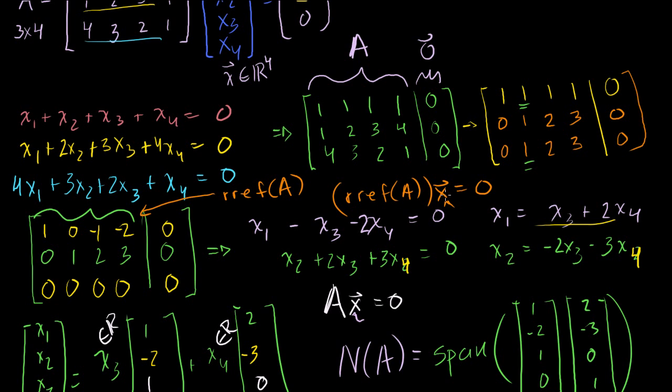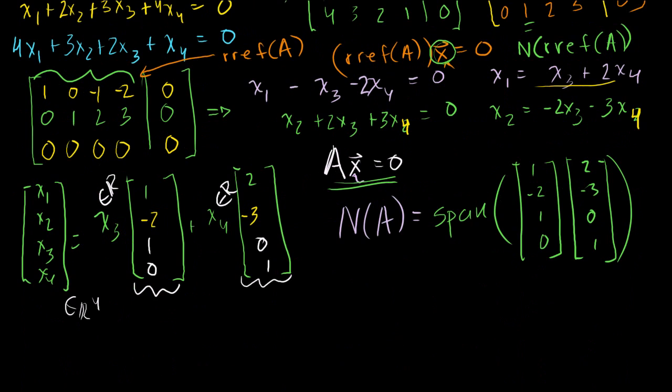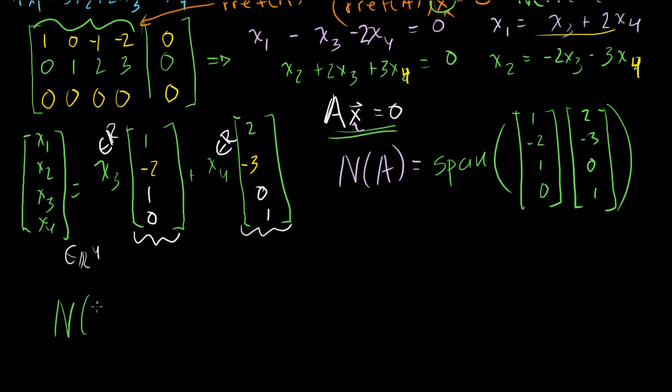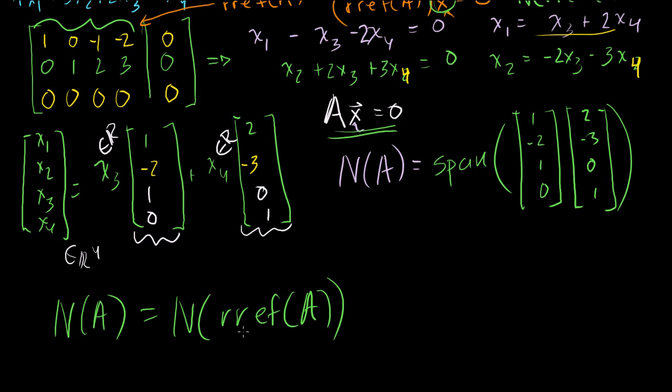What's the solution of this? All the x's that satisfy this, these are the null space of the reduced row echelon form of A. Right? So here all of the x's, this is the null space. But we're saying that this problem is the same problem as this one, right? So we can write that the null space of A is equal to the null space of the reduced row echelon form of A. And that might seem a little bit confusing.